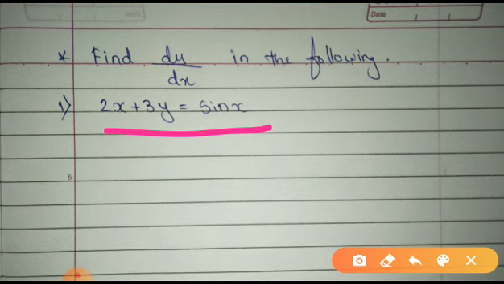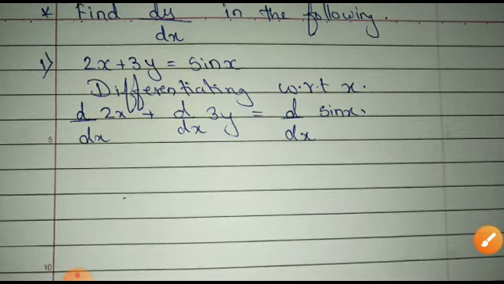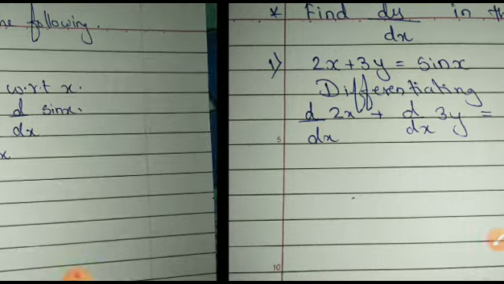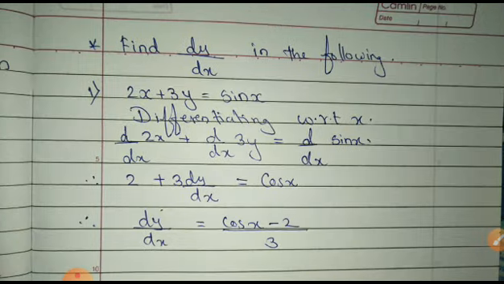So differentiate it with respect to x. What will you have? d by dx of 2x plus d by dx of 3y equal to d by dx of sin x. So the derivative of 2x is 2. The derivative of 3y is 3, and the derivative of y is dy by dx, so 3 dy by dx, and the derivative of sin x is cos x. So find dy by dx. You will get (cos x minus 2) by 3.